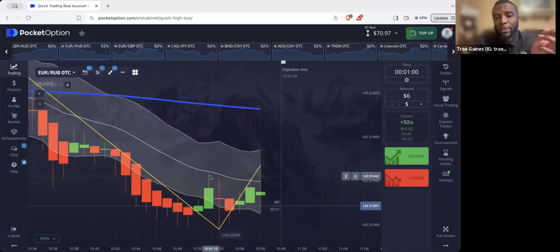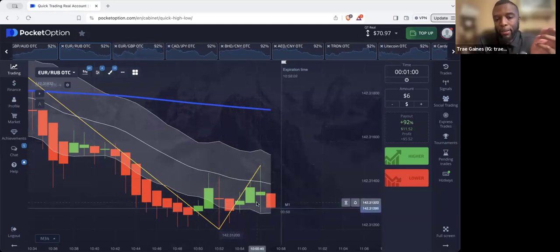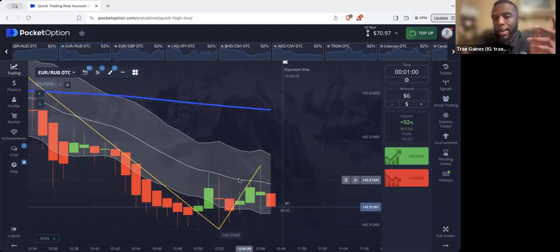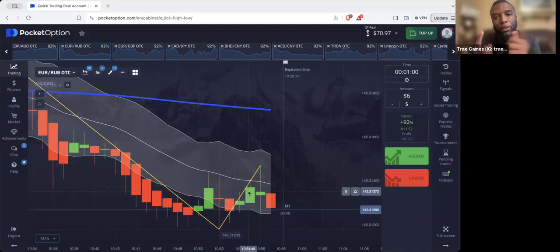Now, let's just say both of these had hit, and both of these had hit, and then you came to it, and this was an entry. You could have got in then because you had 3 candles where it hadn't hit. So it's still technically your first entry.